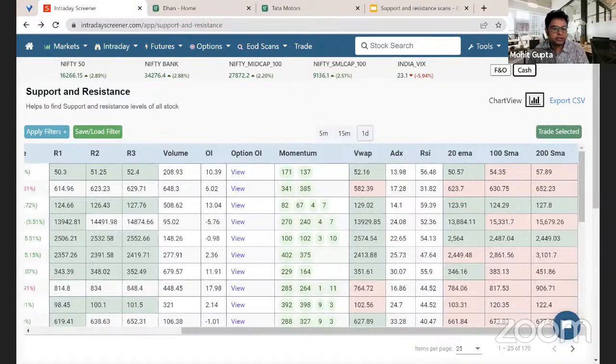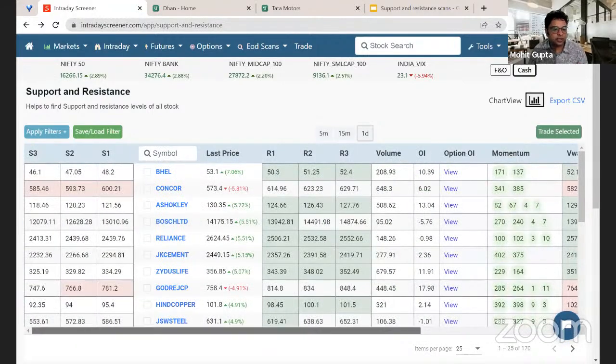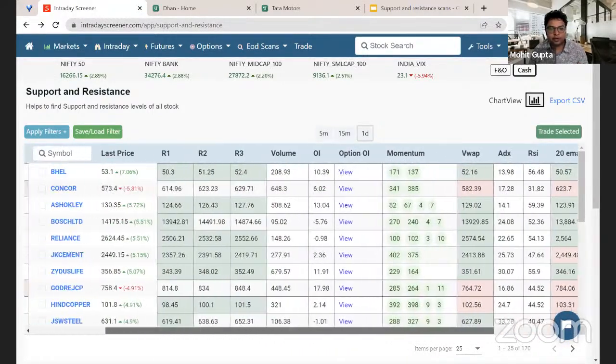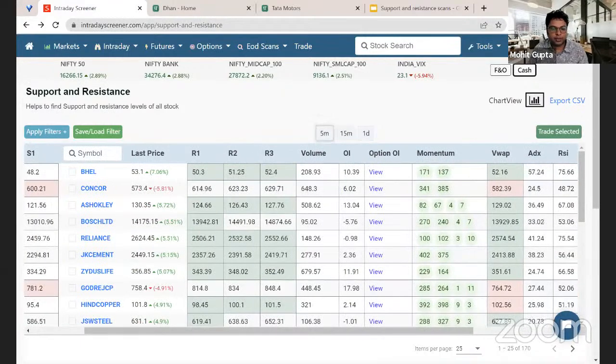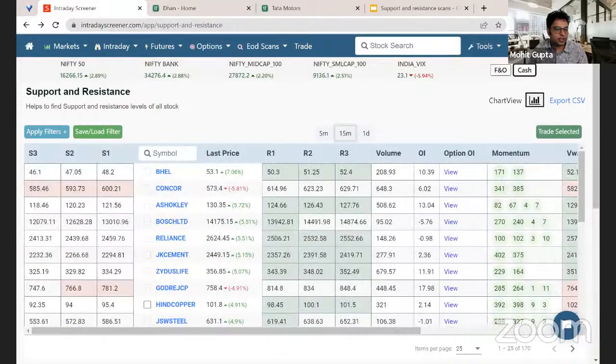So you can clearly see from this visual representation that Ashok Leyland is above all the key levels in the 5 minute time frame or 1 day time frame, and we can trade accordingly. In the 15-minute time frame, let's say I'm trading intraday, I can see this stock is below all the important levels, it is actually negative, Concor, and it is below S1, S2, S3. So these are the shorting candidates for me, and if it is above R1, these are buying. So simple thing, we have to apply a filter.